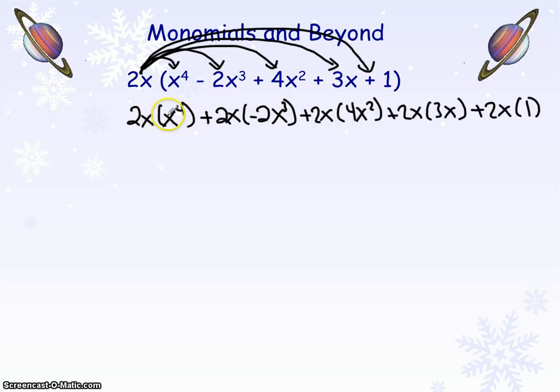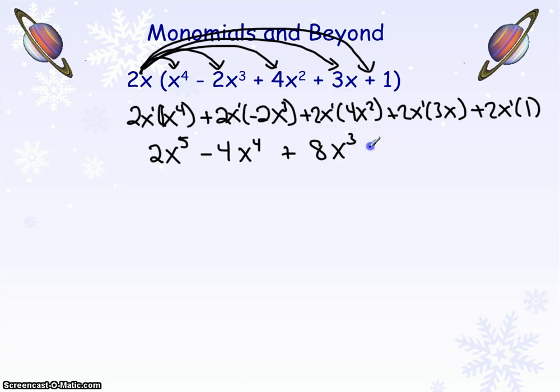Okay? So when there's no number in front of our variables, those are 1s in case you see any of those. So 2 times 1 is 2, x and x to the 4th makes x to the 5th. 2 times negative 2 is negative 4, x and x to the 3rd makes x to the 4th. Don't forget there's little 1s on the exponent of each of these x's by themselves. This part right here, 2 times 4 is 8, x and x squared makes x to the 3rd.